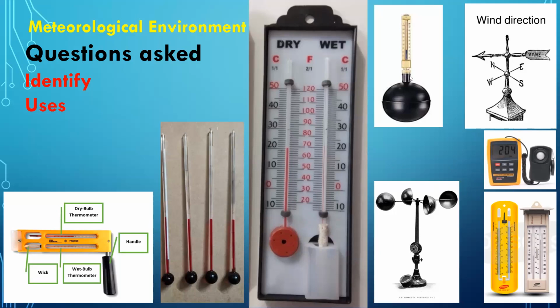So we have globe thermometer, Kata thermometer, dry and wet bulb thermometer or hygrometer. Then we have maximum and minimum thermometer, lux meter, anemometer, and wind vane, and lastly sling psychrometer. So here also they will ask to identify and state the uses of the thermometers. Sometimes they may ask you heat indices on thermometers also.